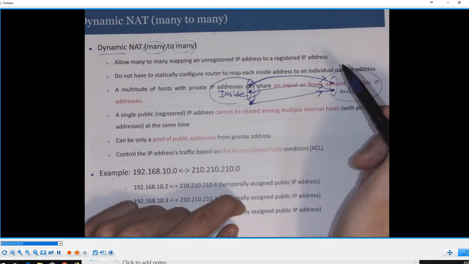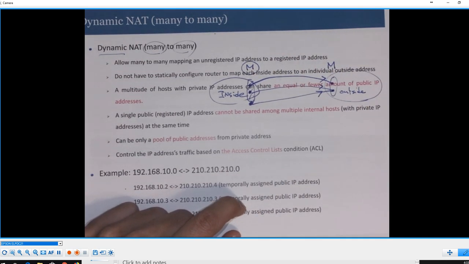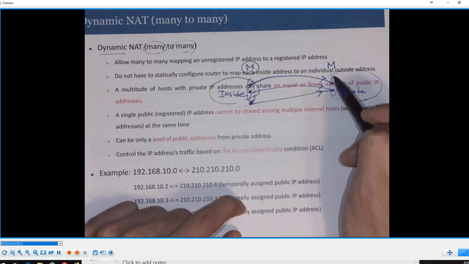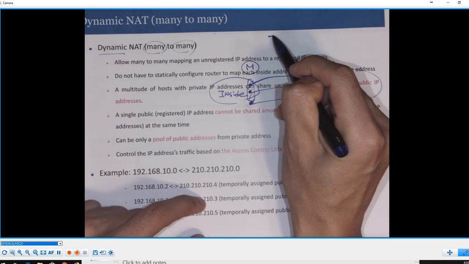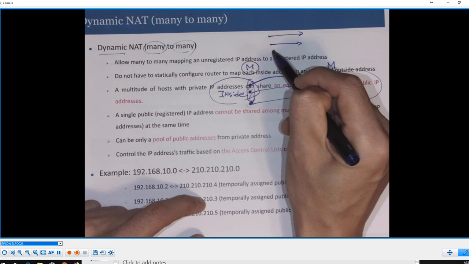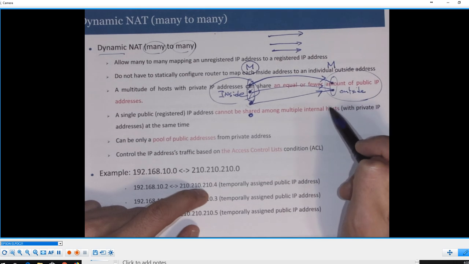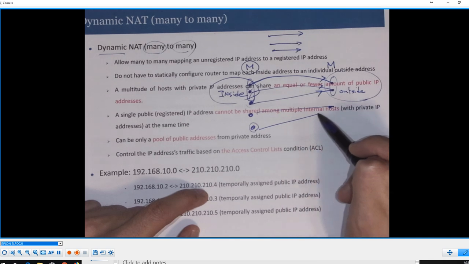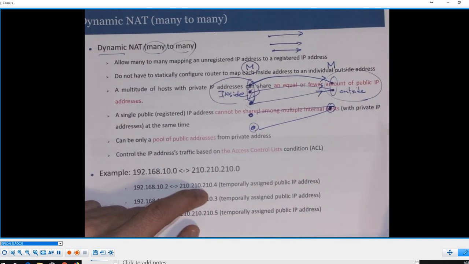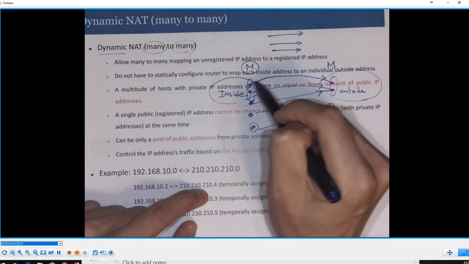So in a sense, that is what? It's a many-to-many translation. So that's why it's called many-to-many. And you know the static, right? Static IP address is always what? One-to-one. But okay, so let's just draw one more time. And then this private IP address can map to the same public IP address. So in a sense that this is what? M2M. That's for the dynamic NAT.